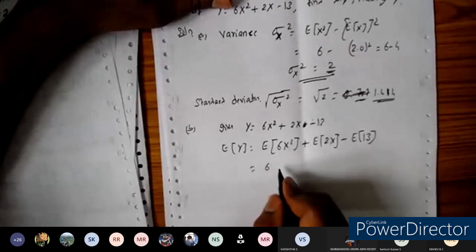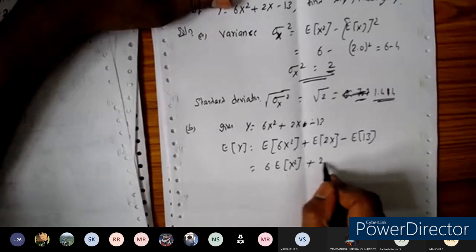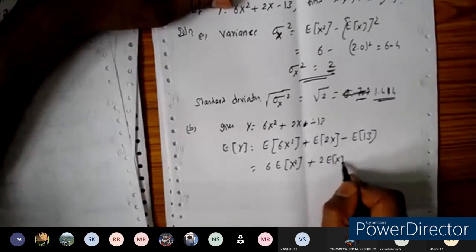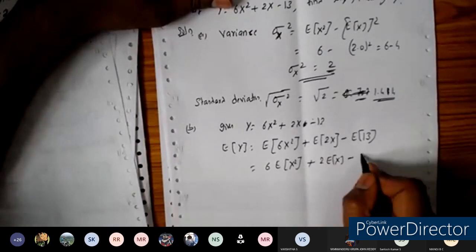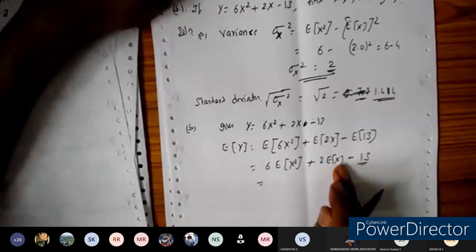So 6 is a constant, and we can apply the scalar property. So 6 into expectation of x square plus 2 into expectation of x, minus expectation of 13, which is a constant and is nothing but 13 only. We know the mean square value and we know the mean of this one.